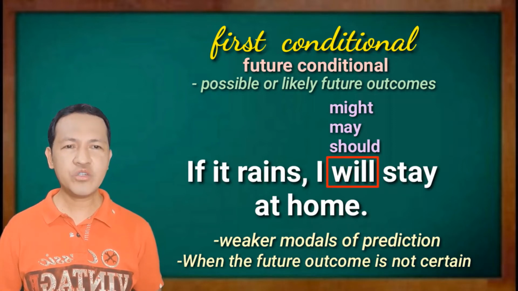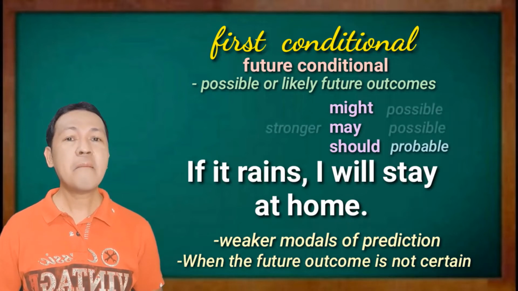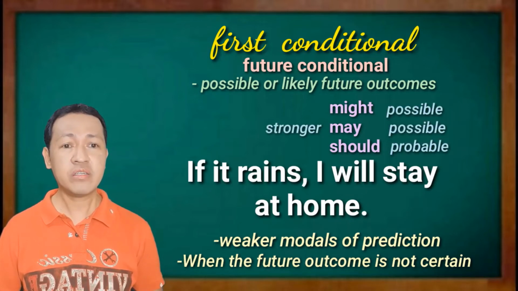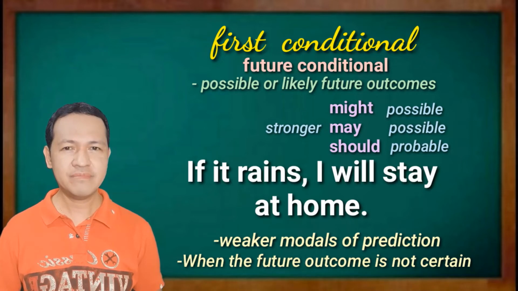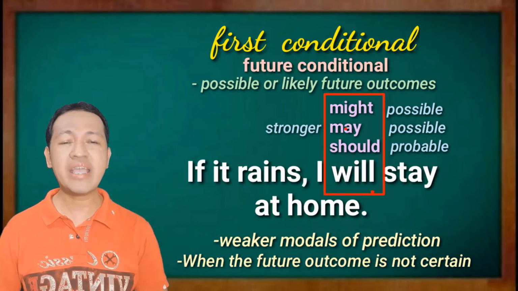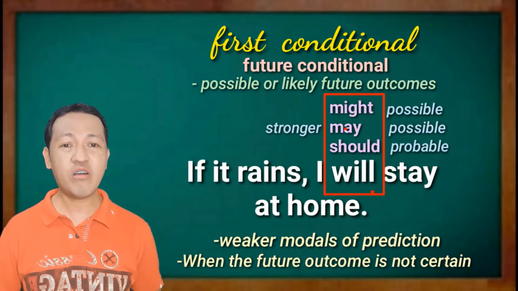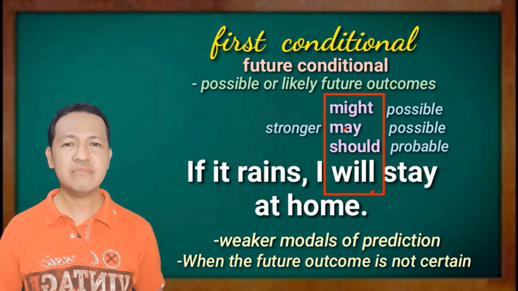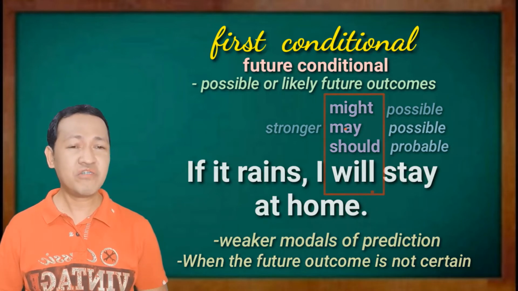Use will and be going to for certain or strong result, should for probable result, may and might for possible result. May is stronger than might. Take note that modals will, be going to, should, may, and might are placed in the main clause, not in the if clause. When can we use will in the if clause?